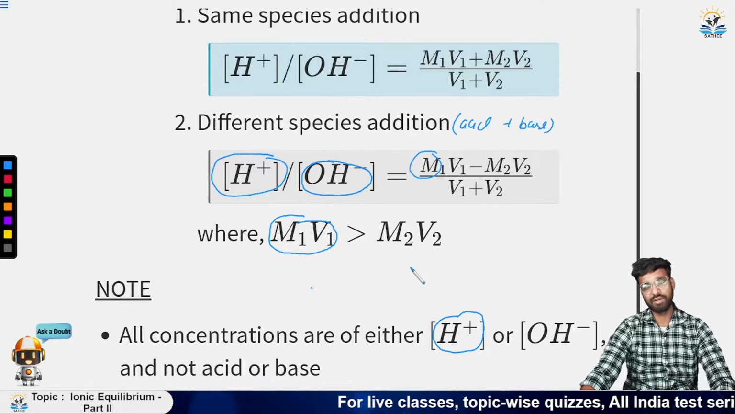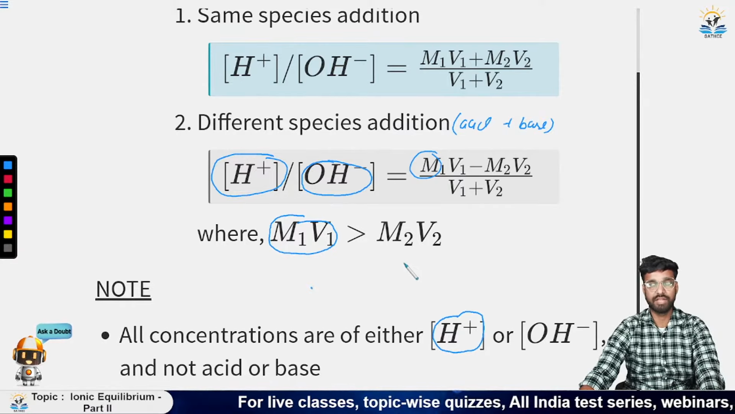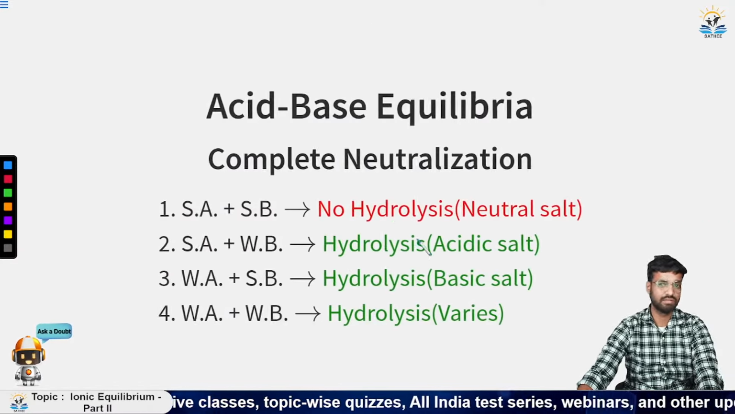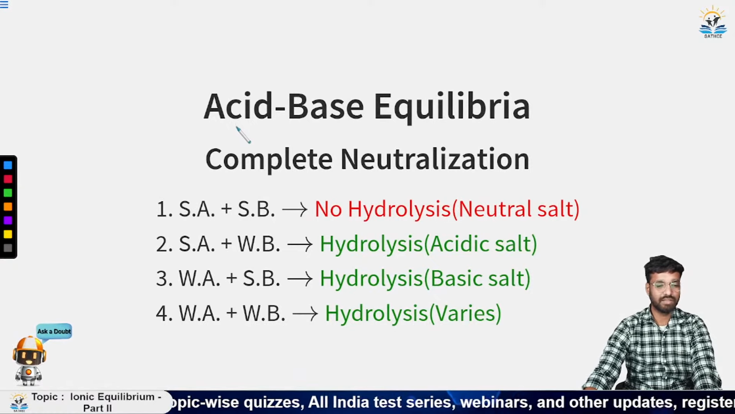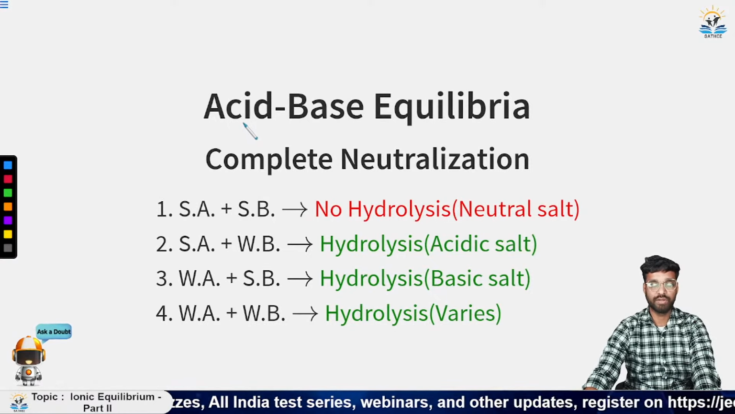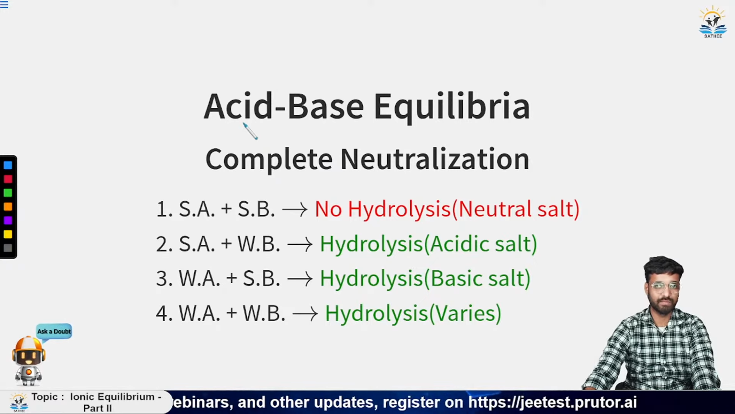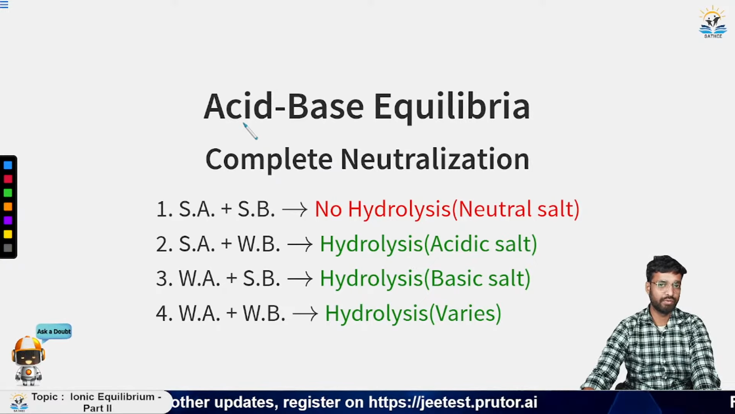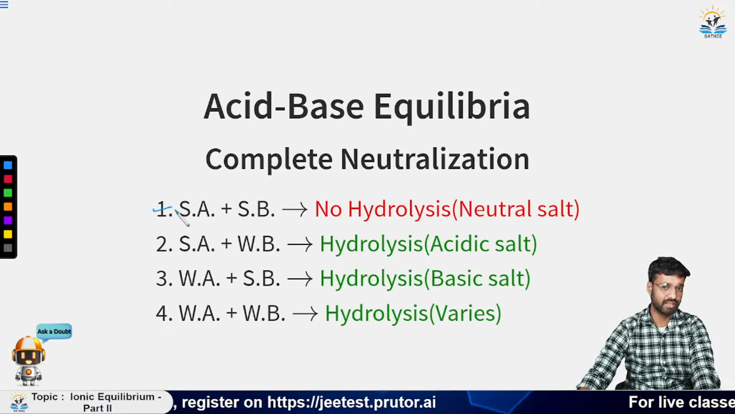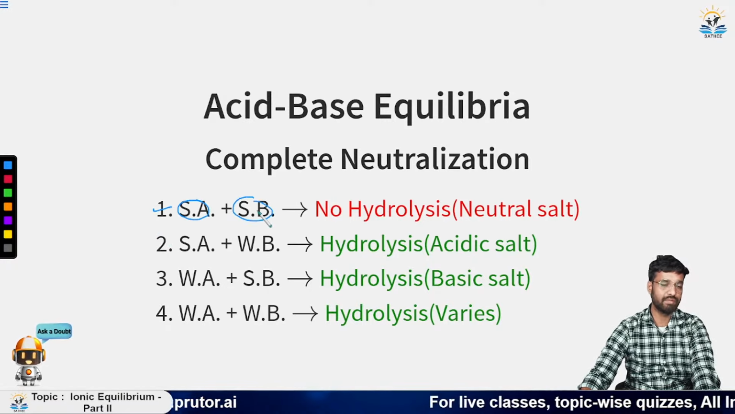Now we have different kinds of situations, so we will deal with those cases one by one. The first case is that M1V1 equals M2V2, by which I mean that all of the acid and all of the base have reacted and completely neutralized. Now four cases arise. The first one says that we have used a strong acid and a strong base. In that case, there will be no hydrolysis.